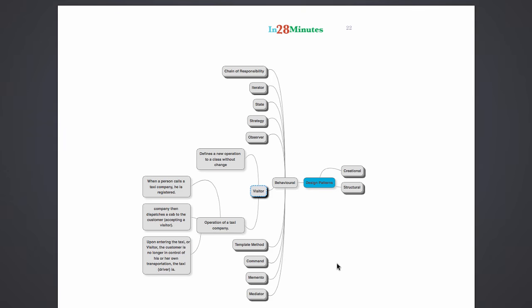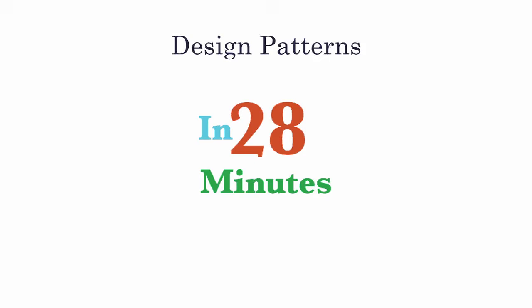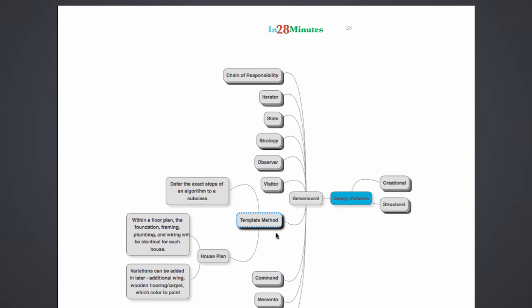Typically, when you are in a situation where you're building a framework and you want somebody to be able to extend it or add new operations on top of it, but you don't want them to be directly modifying the code of the framework, in those kind of situations, you can consider visitor pattern as an option. The next pattern we are going to look at is the template method. The pattern definition says, defer the exact steps of an algorithm to a subclass.